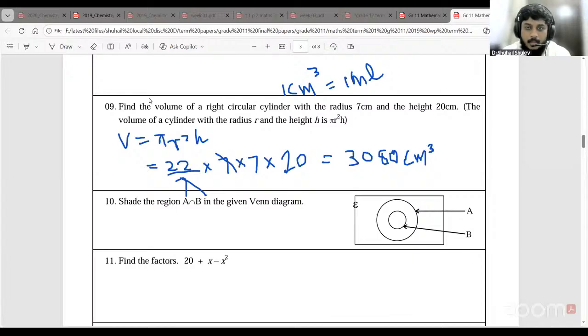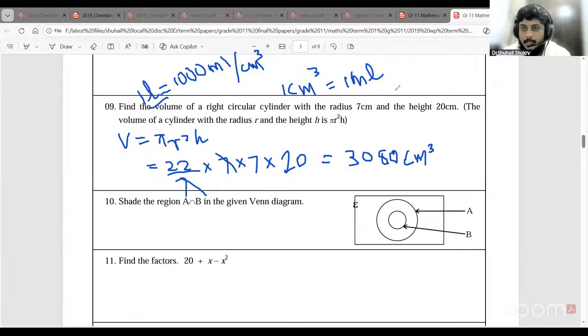Then 1 liter, you guys know that, right? 1 liter is equal to how many milliliters? 1 liter is 1000 milliliters. That one you know from childhood. So that's why I understand 1 liter is equal to 1000 centimeter cube as well. Even for centimeter cube, it is 1000.